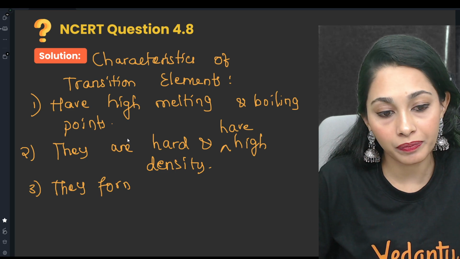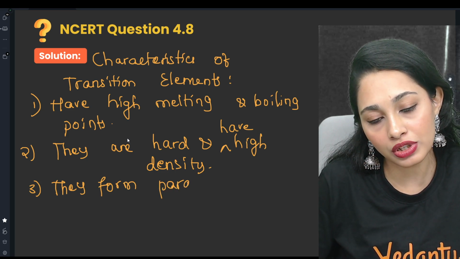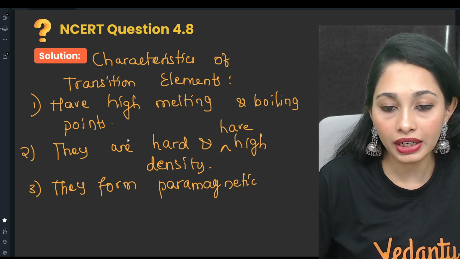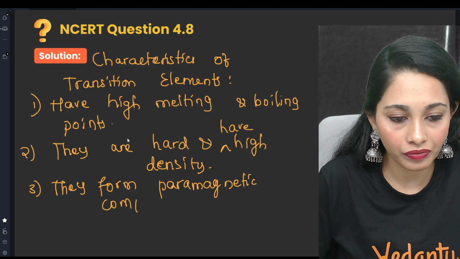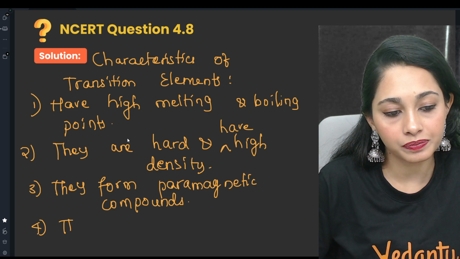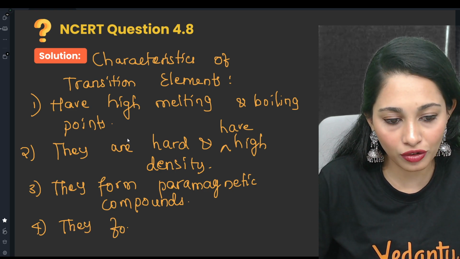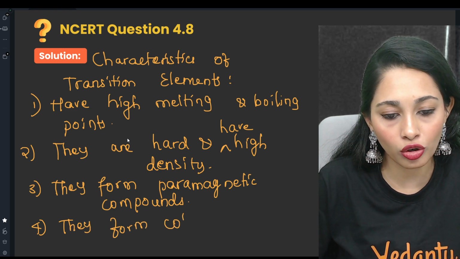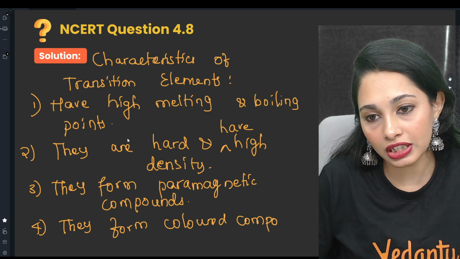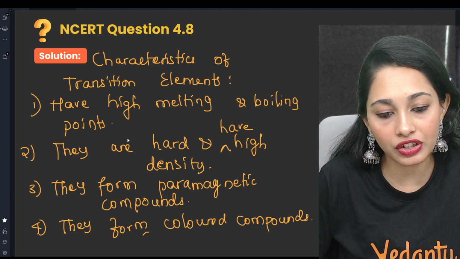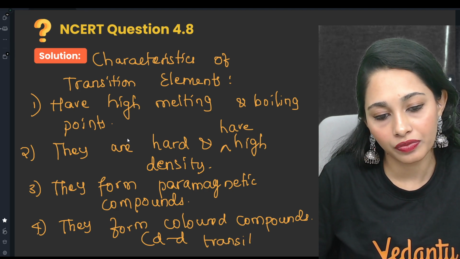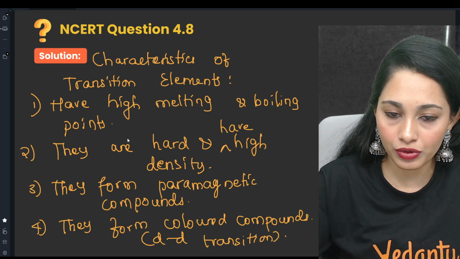They form paramagnetic compounds, where electrons will be unpaired. And they form colored compounds. Because of paramagnetic nature, they form colored compounds. A transition occurs here, which is called d-d transition. They form colored compounds.